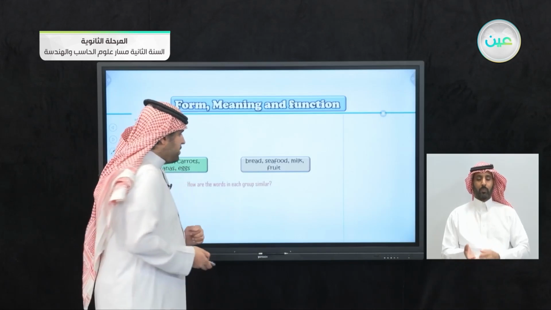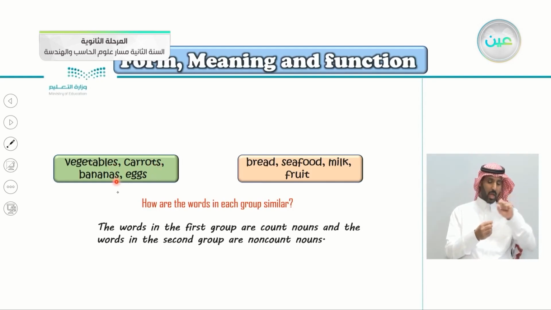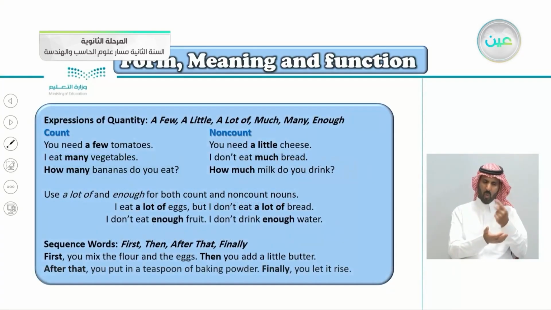So, do you know the answer? Let's look for the answer here. The words in the first group are count nouns. Notice the S here: vegetables, carrots, bananas, eggs. So they are count nouns. And the words in the second group are non-count nouns. Expressions of quantity, to tell the quantity: a few, a little, a lot of, much, many, enough.